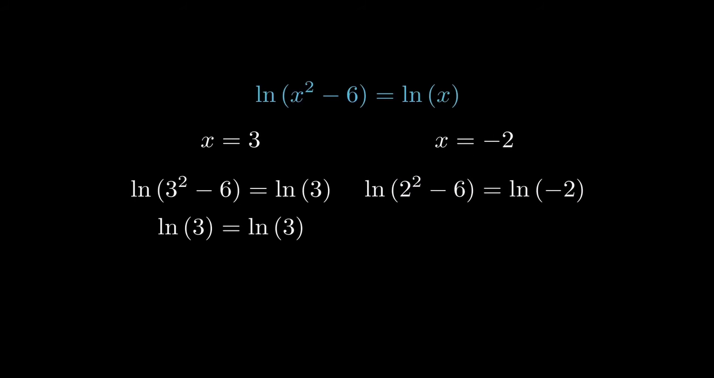And then something interesting happens when we try to plug in -2. Now remember that the natural logarithm is only defined for positive numbers. Thus, -2 cannot be a solution because we end up needing to take the natural logarithm of a negative number. So, what's going on this time?